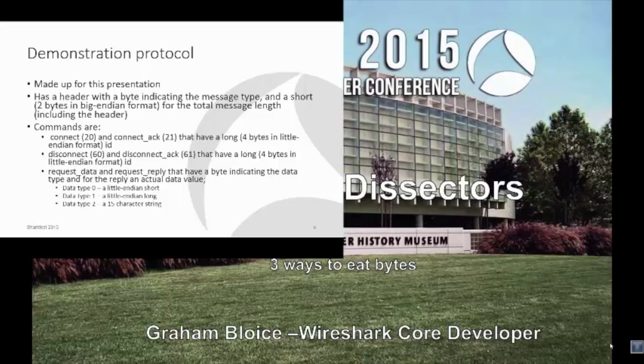And it's a protocol that has different commands. That's the message type. You have a connection to the remote end, an ACK coming back, and then when you finish, a disconnect and a disconnect ACK. And then you actually want to get some data from the remote end, so you request data and get a request reply. Usually, if you think about it, most protocols, all they're actually doing is transferring data from A to B, but we have to invent different ways of doing it every time. So that's why we have thousands of protocols.